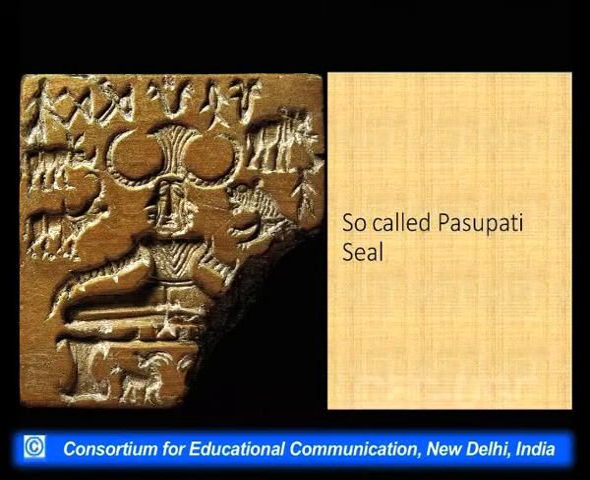For example, on this particular piece, you can see that you have a seated figure in so-called yogic posture, seated cross-legged on a seat, underneath which you can see animals, and around it you have buffaloes, rhinoceros, elephant, tiger, and a series of characters on top in Harappan script.